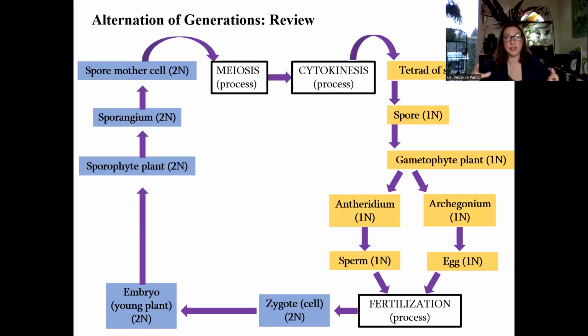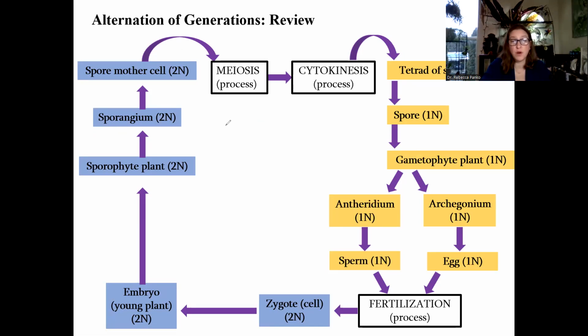This is our nice summary slide of alternation of generations, right? All plants do this, whether you're a moss or a flowering plant. You can think of alternation of generations as the life cycle of plants, right? The life cycle of plants. So this is a very good slide to have, but this is what I just said on the previous one, right?